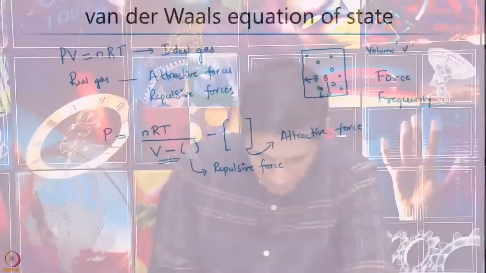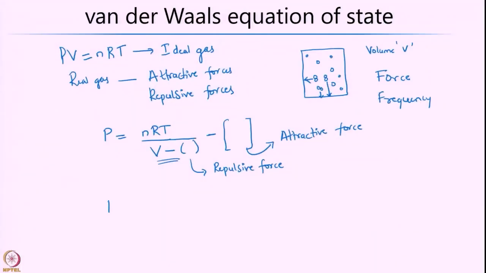So what people typically write is that P is equal to nRT divided by V minus nb. B is a factor which captures the repulsion between the molecules, or nb together can be regarded as the volume occupied by the gas molecules, and minus a. And coming to this attractive part, let's look at these two terms now, that is the force and the frequency.